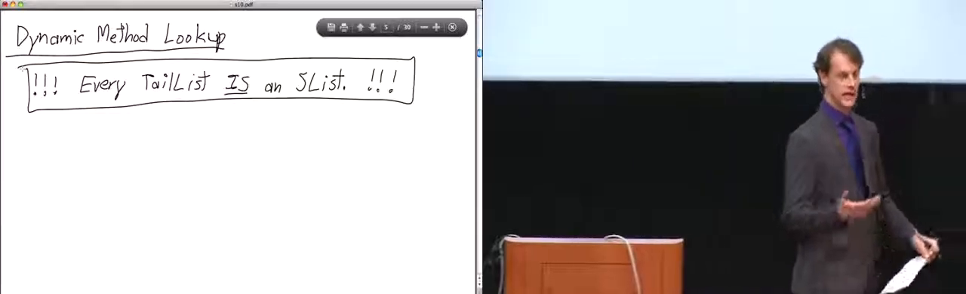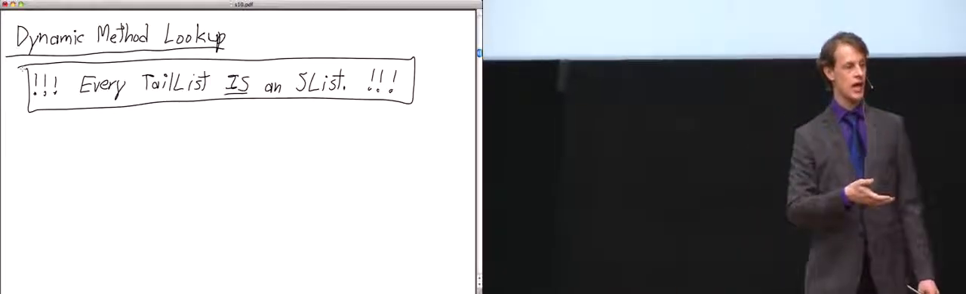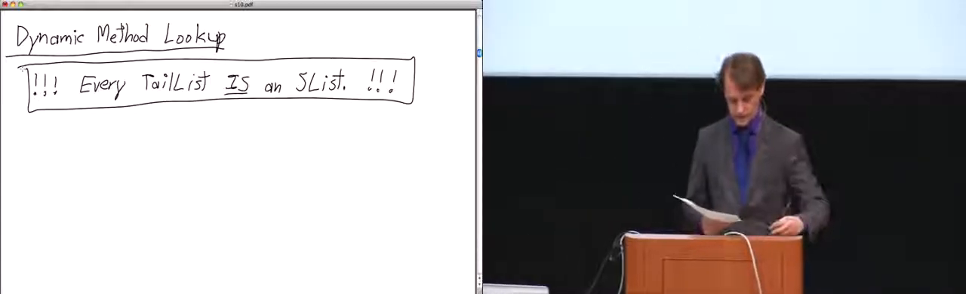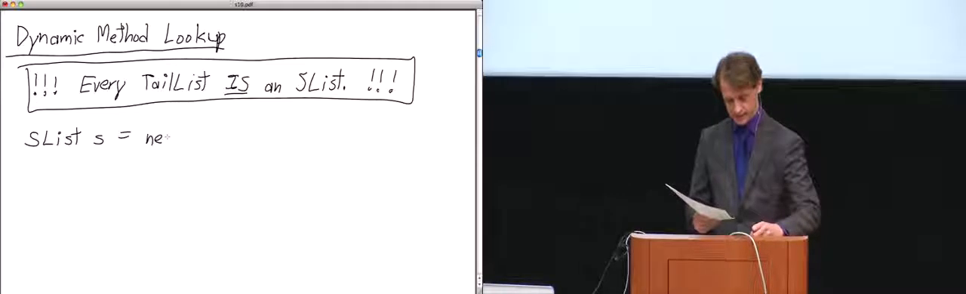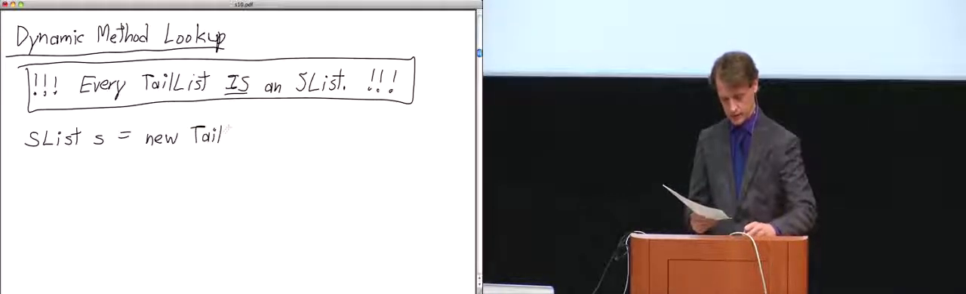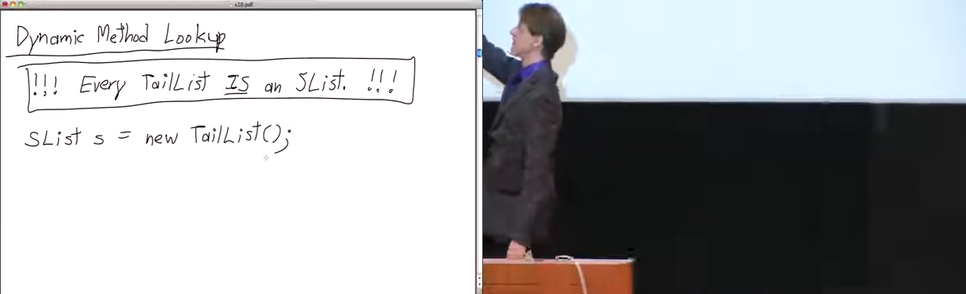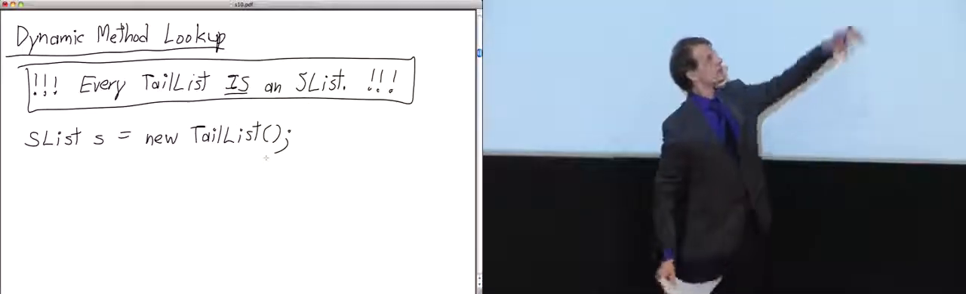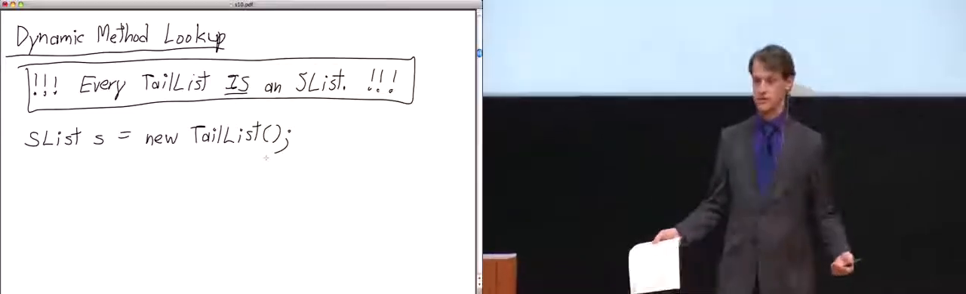And what that means is that anywhere where a program is expecting an SList, you can give it a tail list object, and it should work. So, for instance, I can declare a variable of type SList, and I can assign it a tail list object. Because every tail list is an SList, anywhere where Java is expecting an SList, like this variable s, I can give it a tail list object, and Java is expected to deal with it as if it were just another SList.